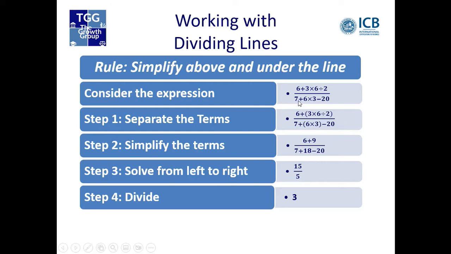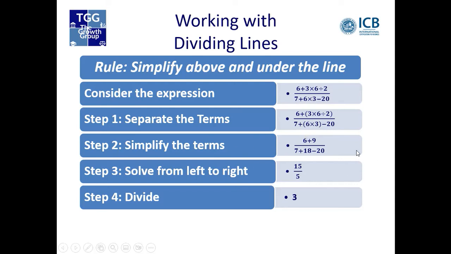Below the line, we have one plus sign there, and a minus sign there. So we have 1, 2, 3 terms now. The first one just being 7, the second one being 6 times 3, and the third one being 20, because we are looking for plus and minus operation symbols to separate the terms.